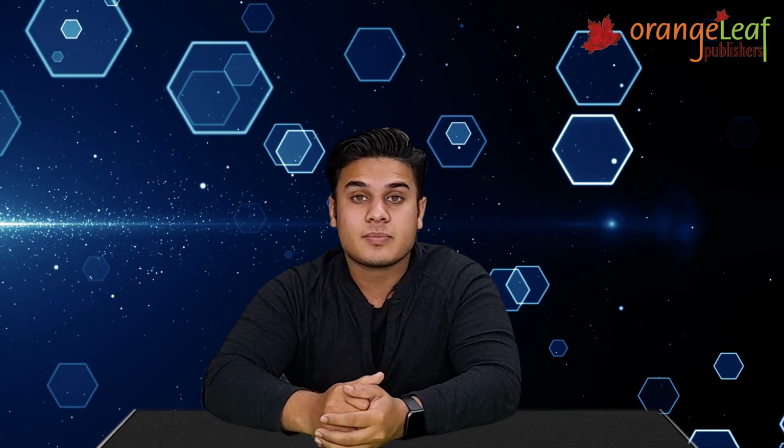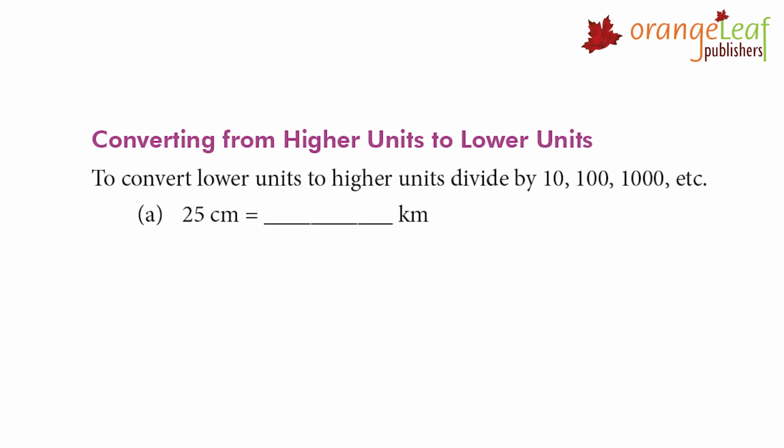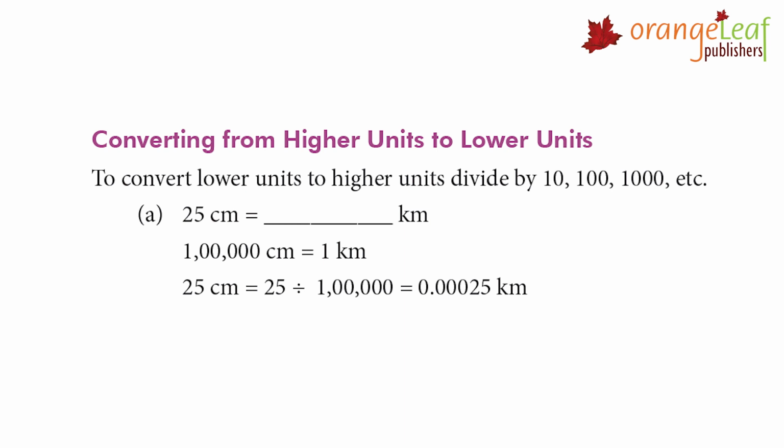Converting lower units to higher units. When we convert higher units to lower units, we multiply the given number by 10, 100, 1000 and so on. But when we have to convert the lower units into higher units, we divide the number by 10, 100, 1000 and so on. Let's see with an example. Let's convert 25 centimeters into kilometers. Now we know that 1 lakh centimeters is equal to 1 kilometer, which means 25 centimeters would be 25 divided by 1 lakh, which equals 0.00025 kilometers.